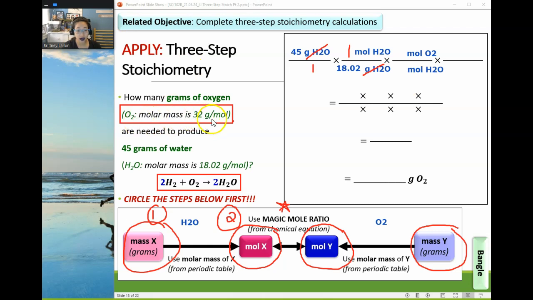Well, we have a molar mass that includes grams, so that's definitely not going to work. It also doesn't work because it's only oxygen. It does not have water involved. So the only thing that works here is moles to moles. We always use our balanced chemical equation.